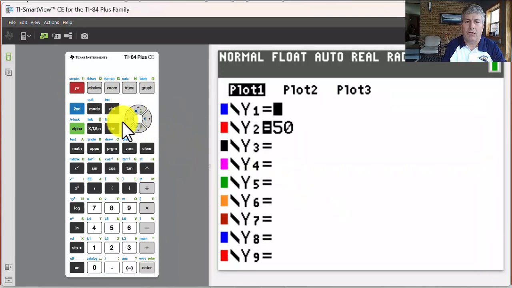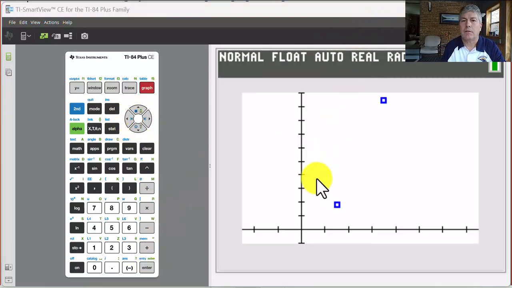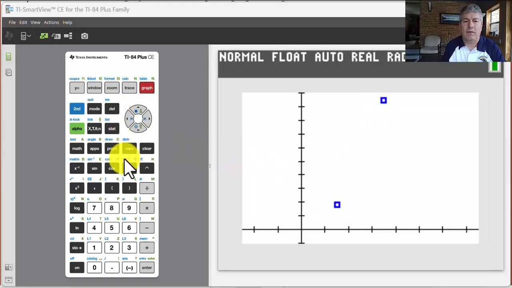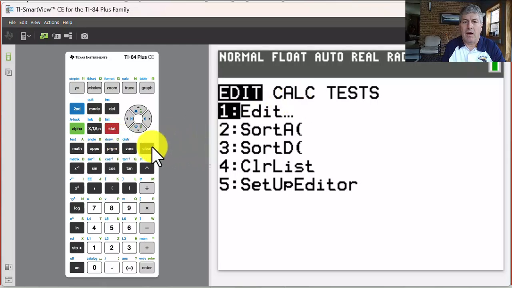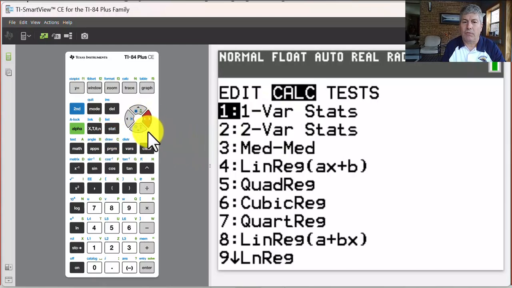Apparently I had another graph on that. I'll go ahead and turn that guy off for the moment. So now I only have my 2 data points in the data set. So I'll go back to the stat menu, and now I want to calculate the exponential regression. So I go under calc.